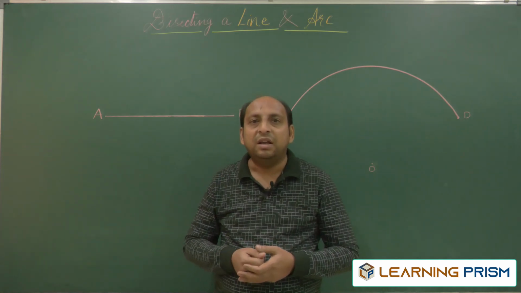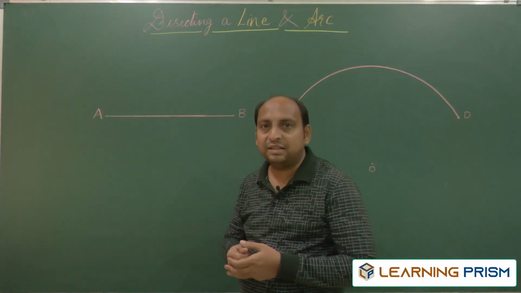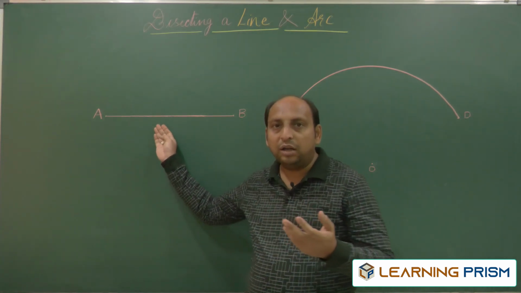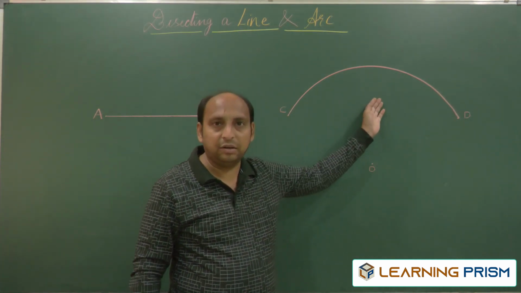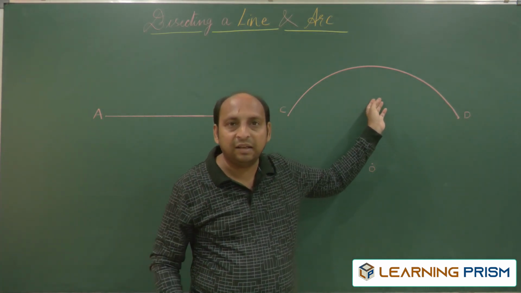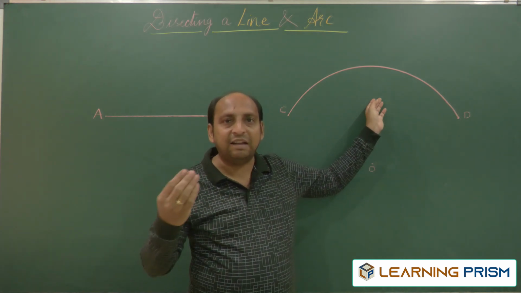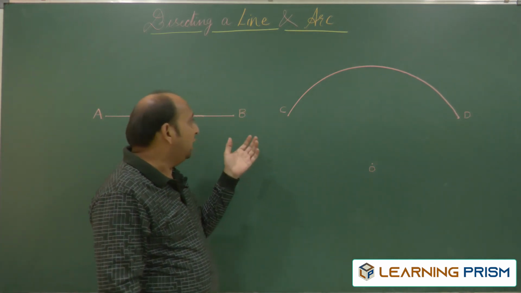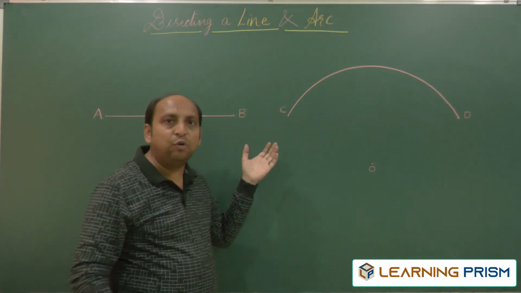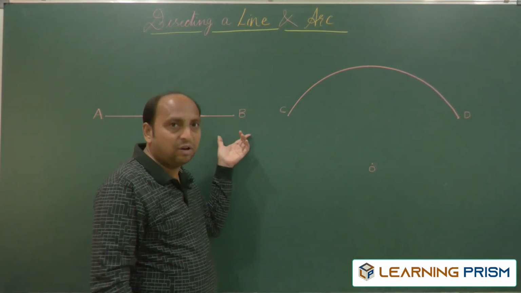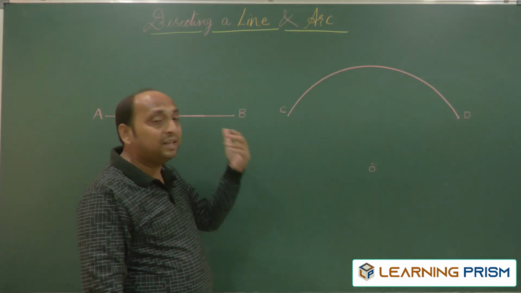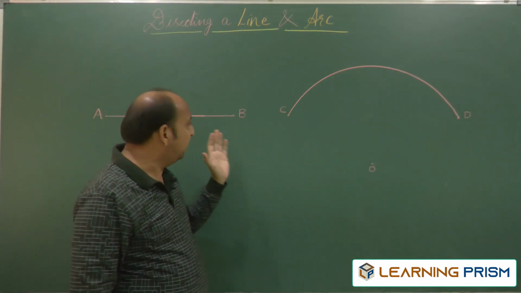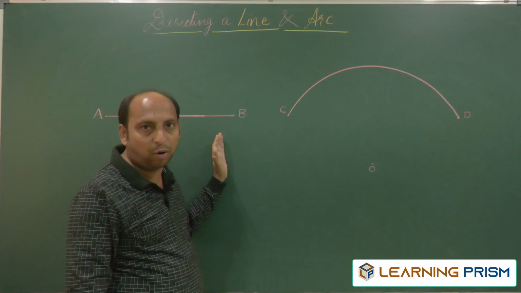Hello everybody. In this video we are going to discuss the problem of bisecting a line or bisecting an arc. So what is meant by bisecting? Bisecting means dividing it into two equal parts. So in any problem, if you want to divide a line into two equal parts using the concept of geometrical constructions, we are going to discuss the solution for this problem.